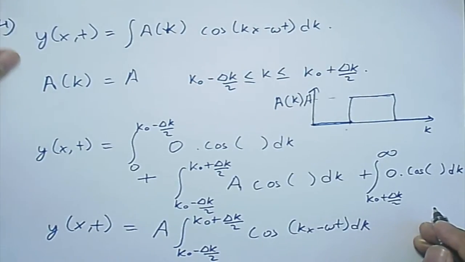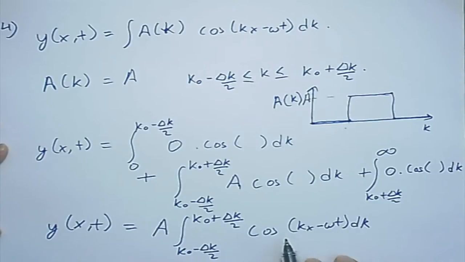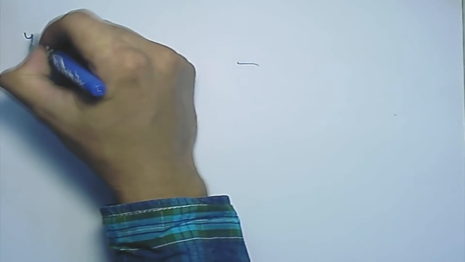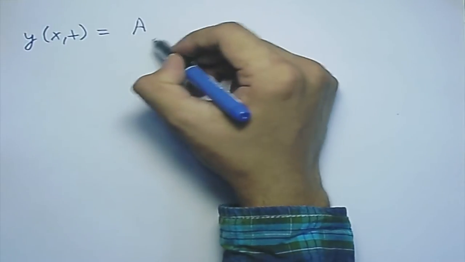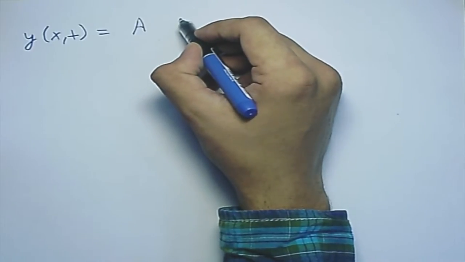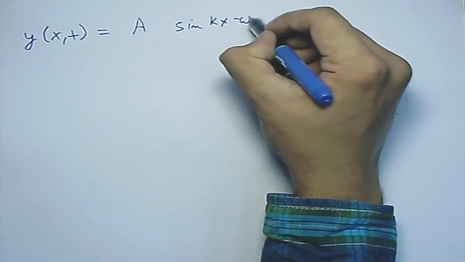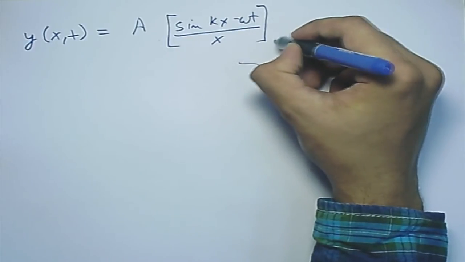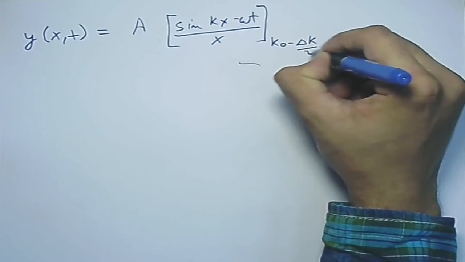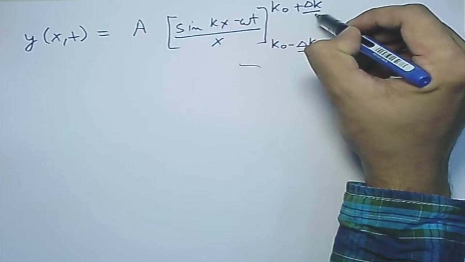All right, so let's go ahead and evaluate this integral. The integral of cos would be just sine divided by the coefficient. So we can write that down. y of x comma t would be evaluated as A times the integral, which evaluates as sine of kx minus omega t over x, within the range of k being from k naught minus delta k over 2 to k naught plus delta k over 2.